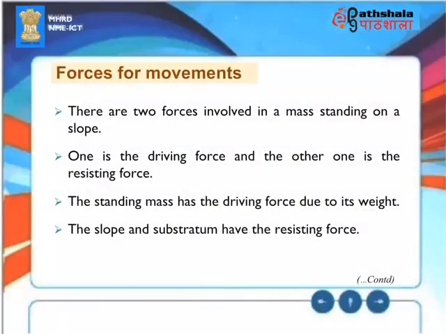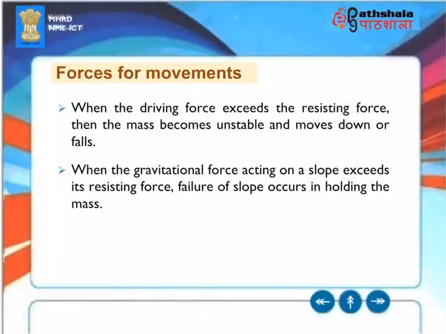Forces for movements. There are two forces involved in a mass standing on a slope. One is the driving force, and the other one is the resisting force. The standing mass has the driving force due to its weight. The slope and substratum have the resisting force. When the driving force exceeds the resisting force, then the mass becomes unstable and moves down or falls. When the gravitational force acting on a slope exceeds its resisting force, failure of the slope occurs in holding the mass.